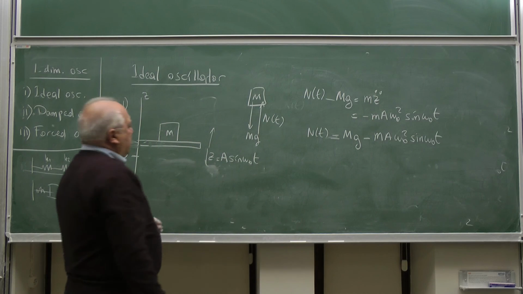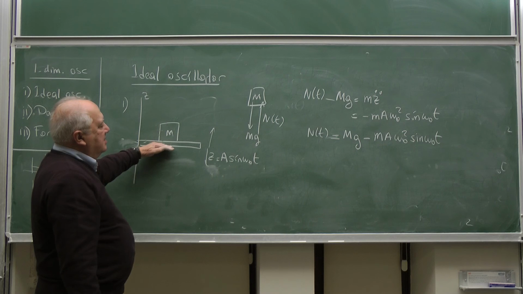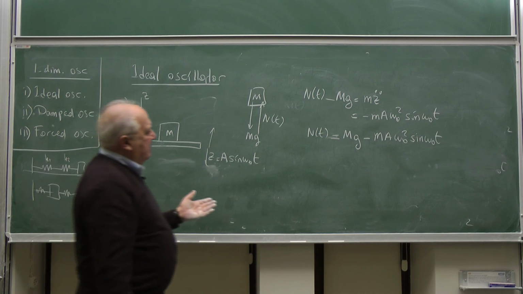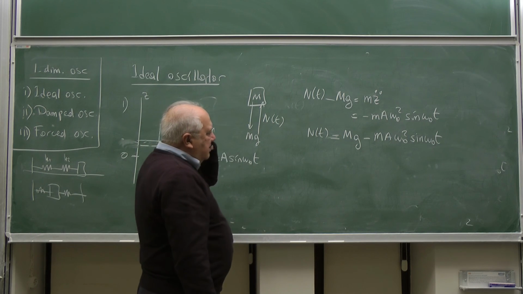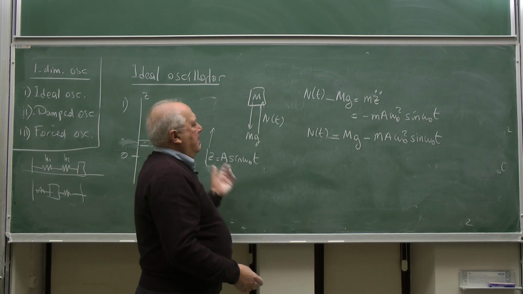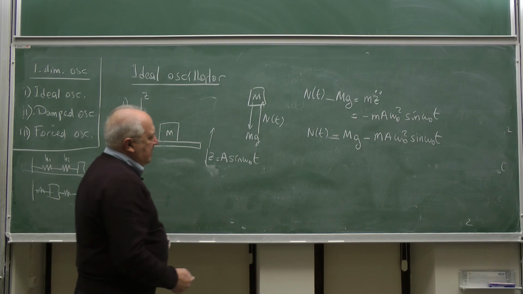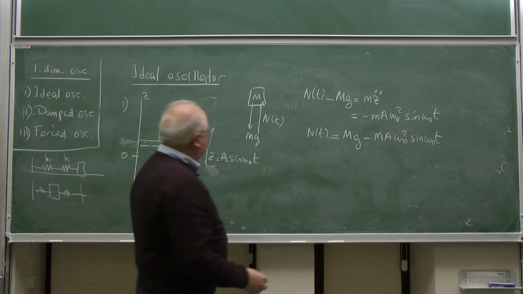So that the mass doesn't fly off the platform means that n is positive. So the minimum value of n will be 0. After that point, the block will have lost contact with the platform. Let us plot this thing.